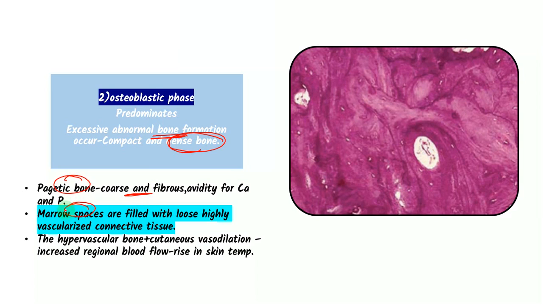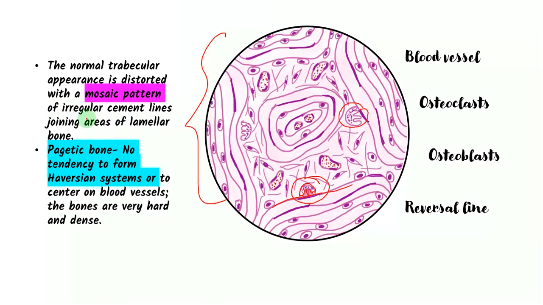This bone is coarse and fibrous. The marrow spaces are filled with highly vascularized connective tissue. Remember, this is why the area over that particular bone would appear warmer, because of replacement of the marrow spaces by vascularized connective tissue. There is also something where the pagetic bone does not have a tendency to form Haversian system or center on blood vessels, right? So this is actually a diagram of mixed lytic plus blastic phase.